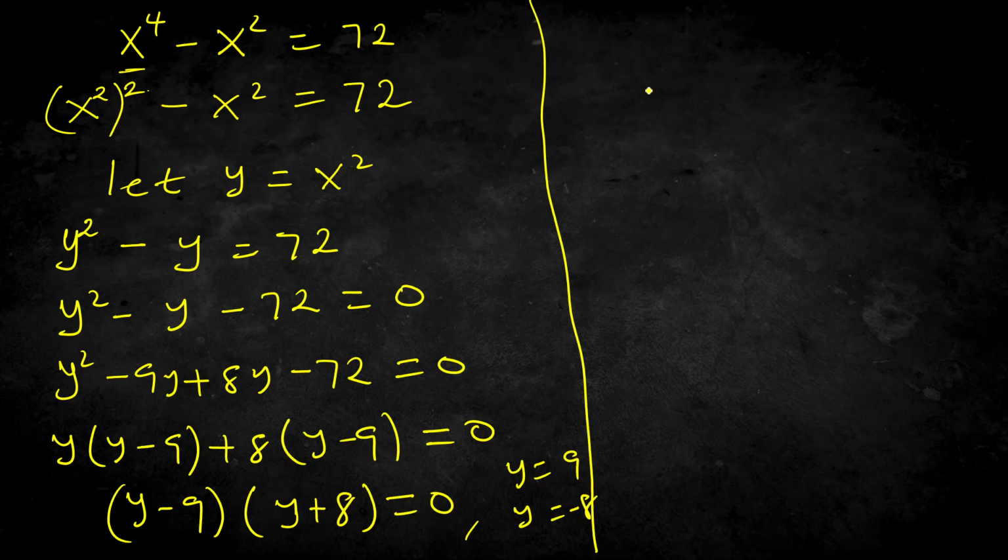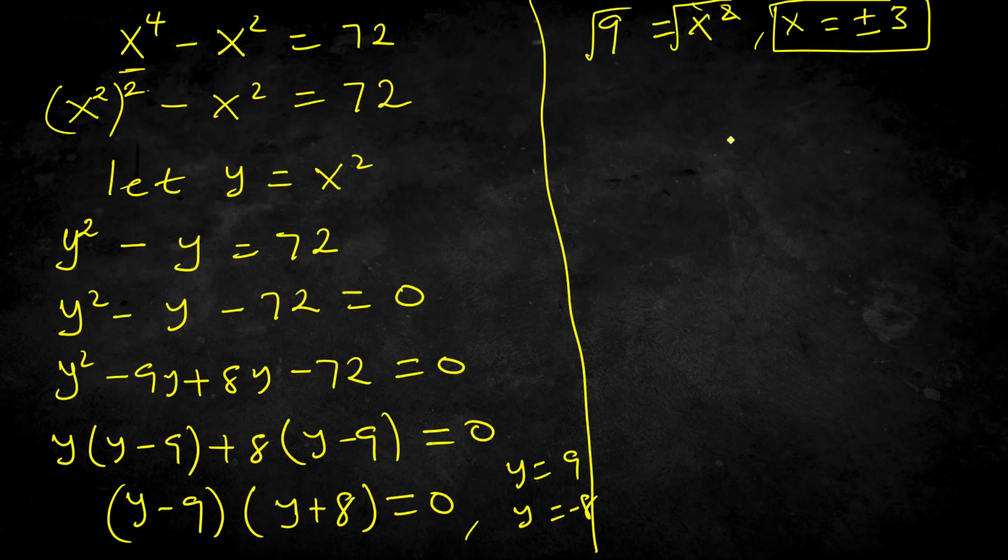Okay, so let's do the substitution and see. So we have y equals x squared. So the first answer is 9. Let's plug in 9 and see. 9 equals x squared. So we can take the square root on both sides. So my x here will be plus or minus 3.